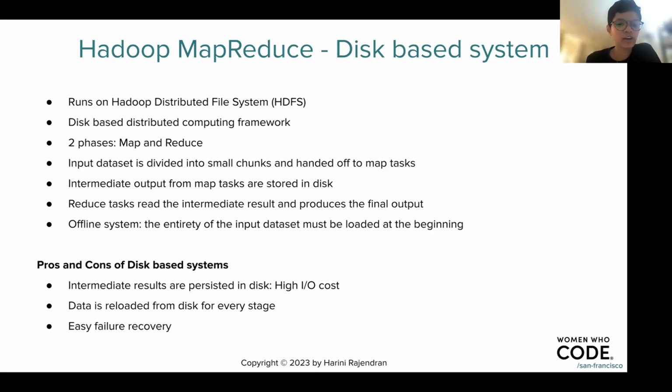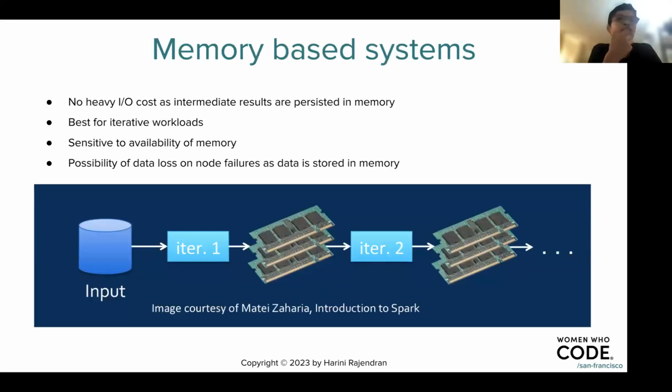But then the cons are high IO cost, because we are reading from disk and writing to disk every time. And then data is again reloaded at every stage from the disk. So it's not as fast because disk IO usually is quite intensive. So that's one of the downsides of using a disk-based system. That's where they thought, okay, disk-based systems are fine, but then we could do better.